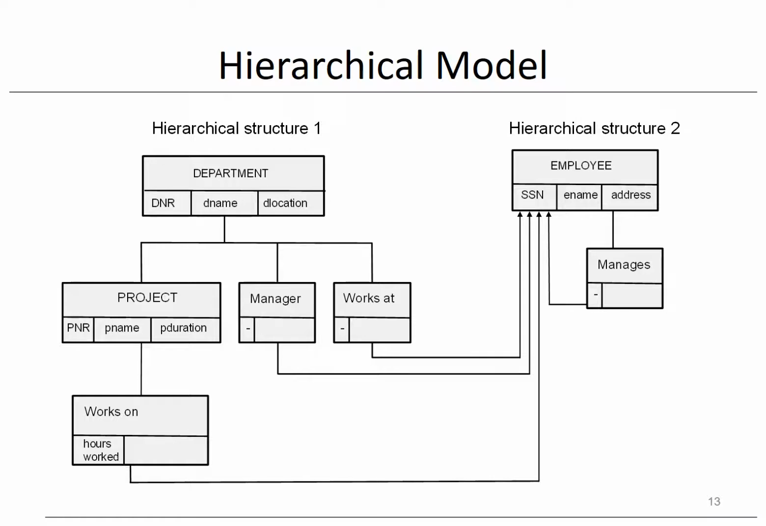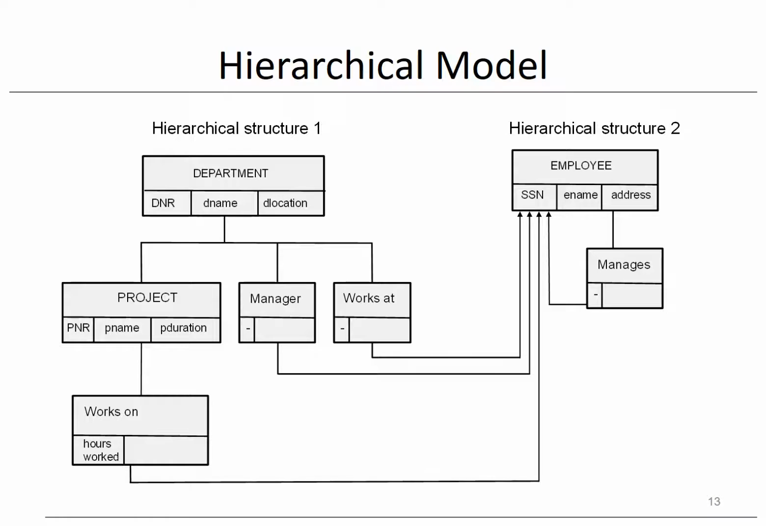This figure shows an example of a hierarchical data model for an HR administration business process. It includes 2 hierarchical structures which are connected. Department is the root record type of the first hierarchy and employee of the second hierarchy. A department can work on 0 to n projects. A project is being worked on by exactly one department. The works on record type is a virtual child to implement the n-to-m relationship type between project and employee.